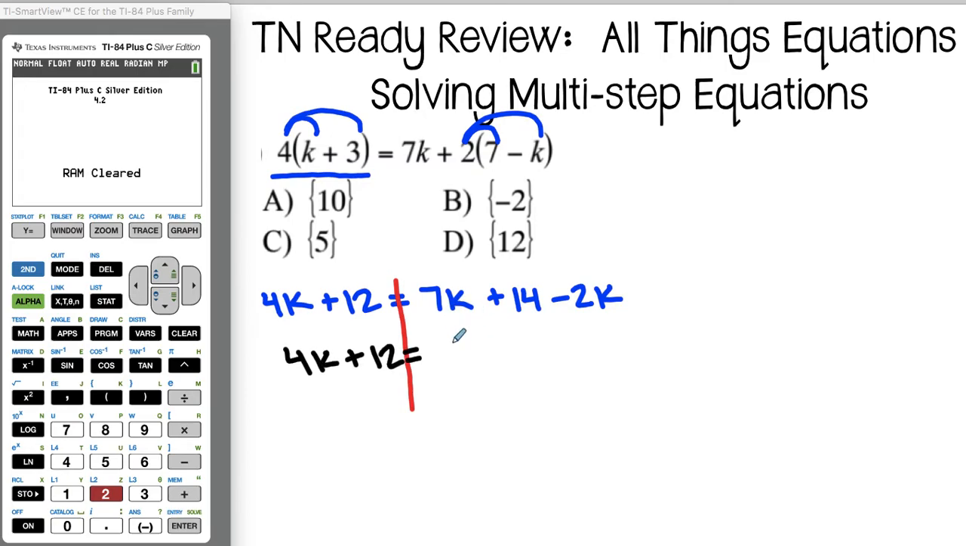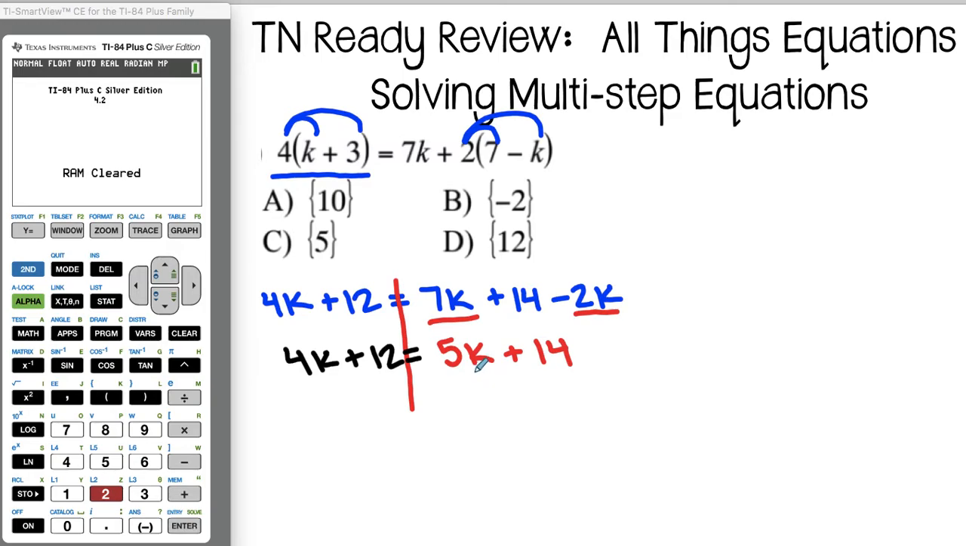But I see on the other side that I can put 7 and 2 together, and 7 minus 2 is 5, so I'm left with 5k plus 14. All right, so now I look at the left side of my equation. As I mentioned before, it is simplified as much as it can be. Now I'm going to look at the right side of my equation, and it is also simplified as much as it can be. So now I have to make the decision of whether I'm going to move my variables to the left or to the right.